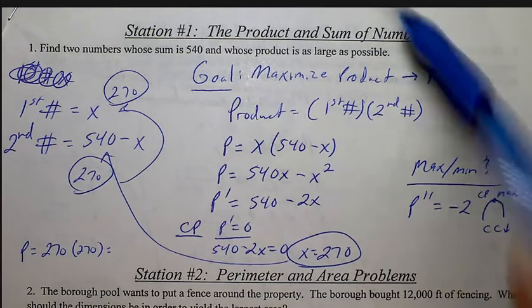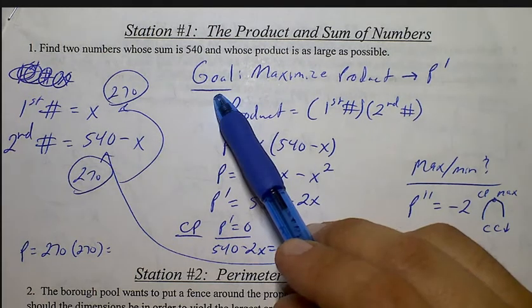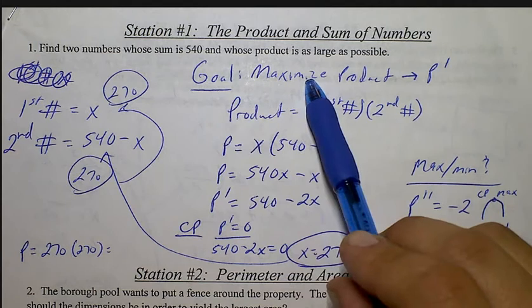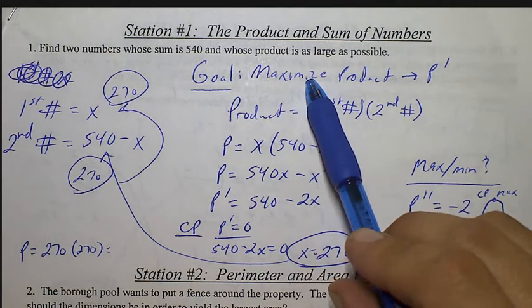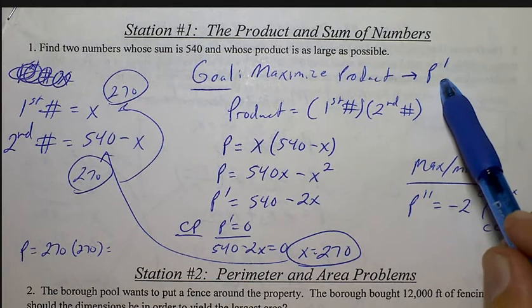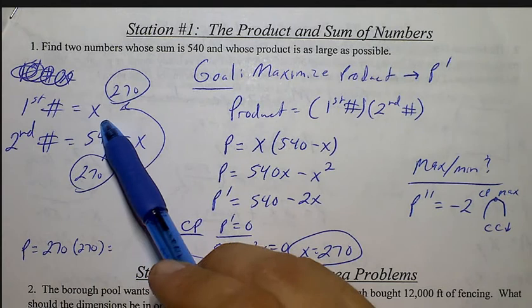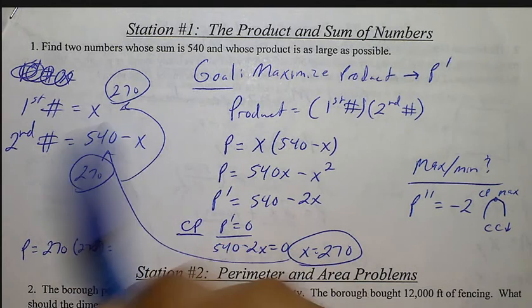So the first problem here: find two numbers whose sum is 540 and whose product is as large as possible. Our goal here is to maximize the product. Since you're going to find the max or min of the product function, we're going to need to find P prime, or the derivative of the product. So two numbers. The first one's going to be x, whatever you want it to be. The second number is going to be 540 minus x.